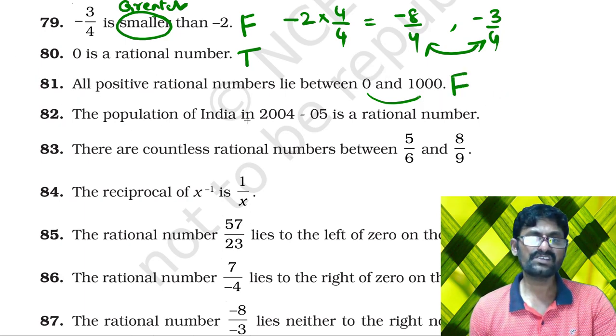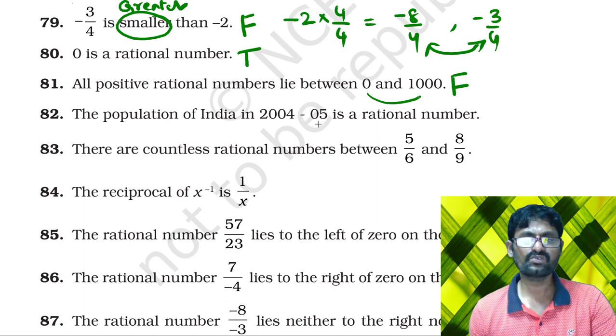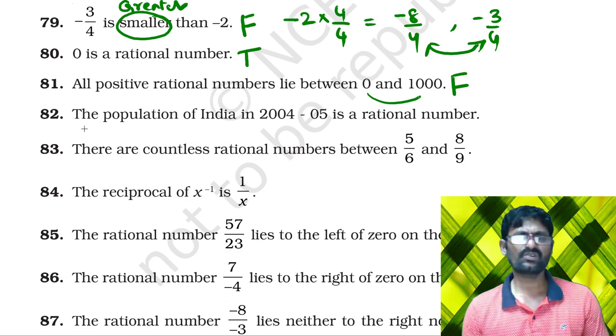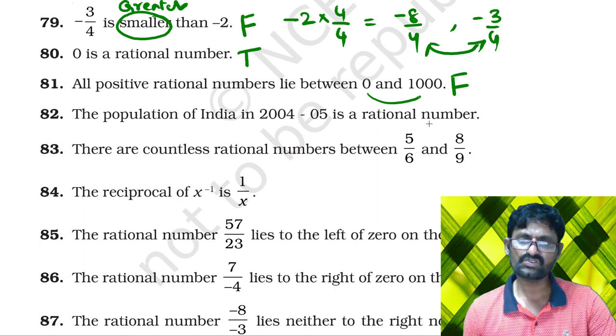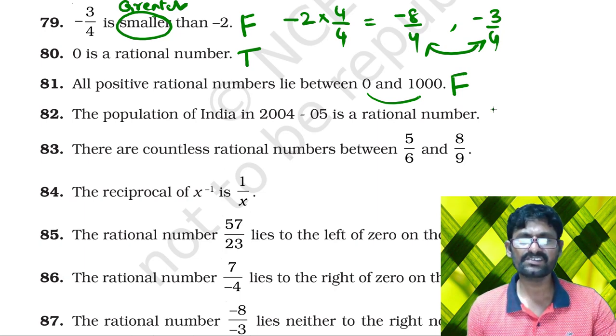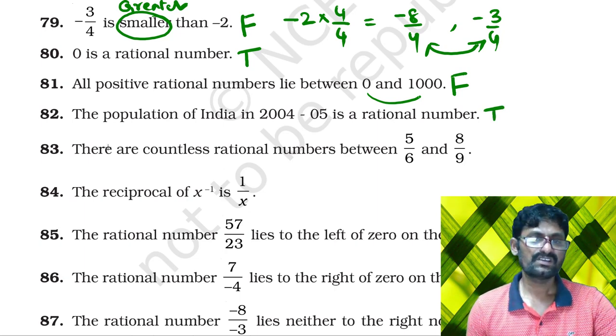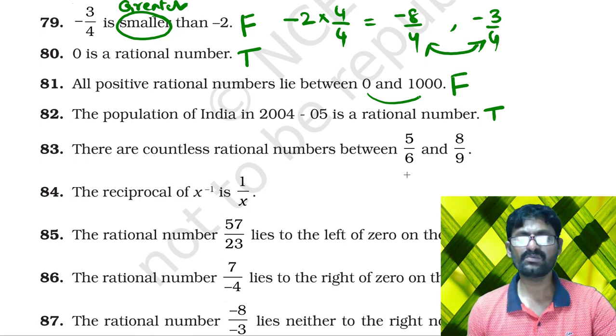82. The population of India in 2004-2005 is a rational number. Surely it is a rational number. Population is always a whole number, and all whole numbers are rational numbers. So this is a true statement. Population is also a rational number. So true.